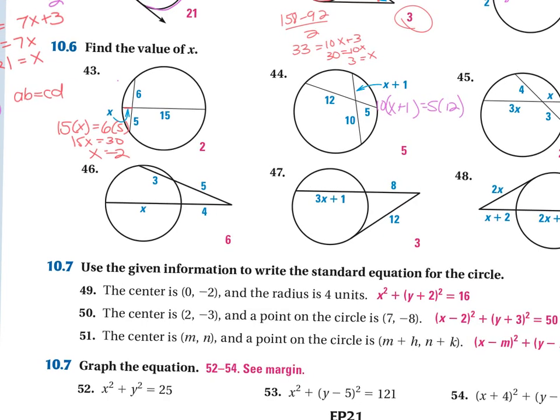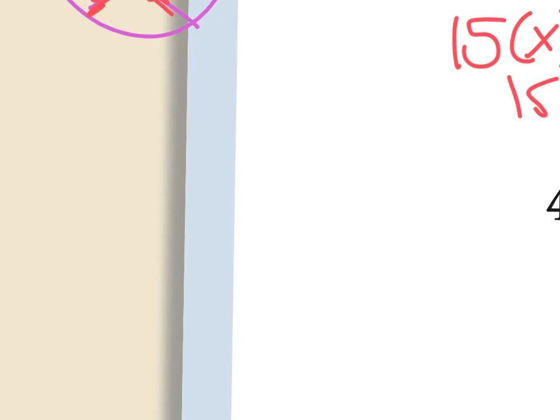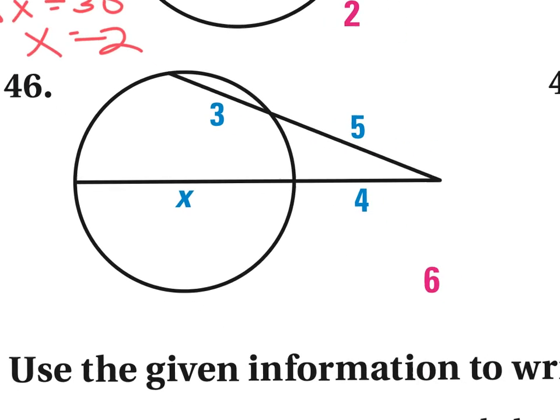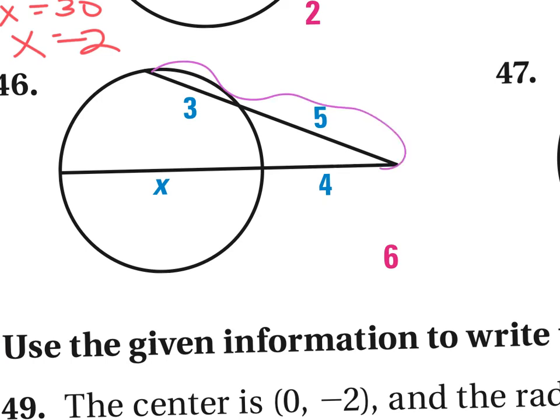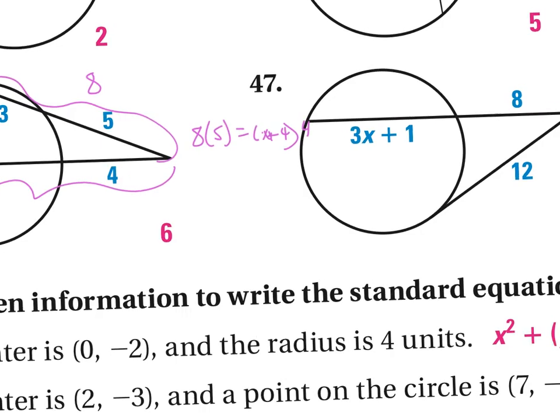And then we had two secant segments, which is the next theorem. Two secant segments: the whole times the external of one would equal the whole times the external of the other. So if you look here, the whole length here would be 8. 8 times the external part, which is 5, equals the whole length here, which is x plus 4, times the external part, which is 4. And then distribute the 4, solve for x, and you'll get 6.